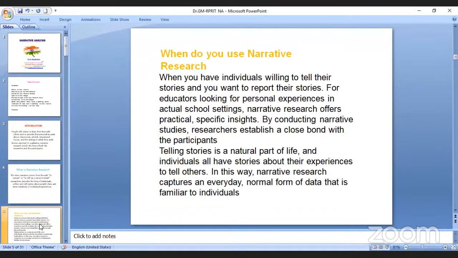When do you use narrative research? There is a specific time and specific context. When you have individuals willing to tell their stories, if they are willing, then only you can do this narrative research.